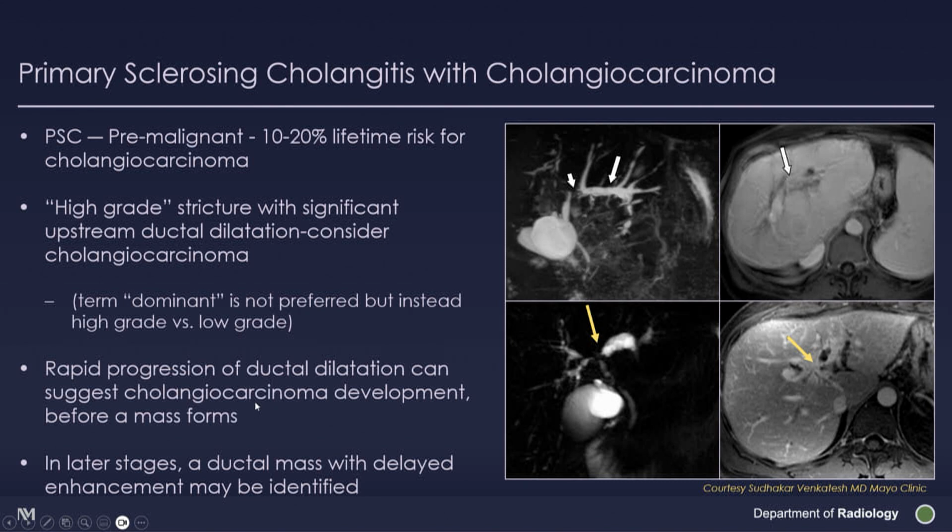If you see a rapid progression of duct dilatation, you can sometimes suggest the presence of cholangiocarcinoma even before a mass appears. So if I see a rapid progression of duct dilatation, these are the patients that I would send to ERCP. And in later stages, you certainly can sometimes see a ductal mass with delayed enhancement, as I had illustrated here.